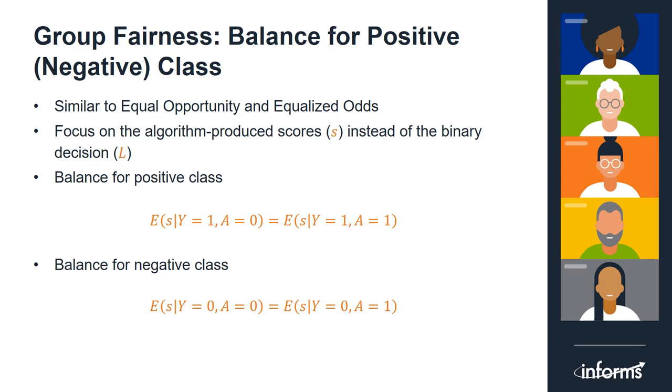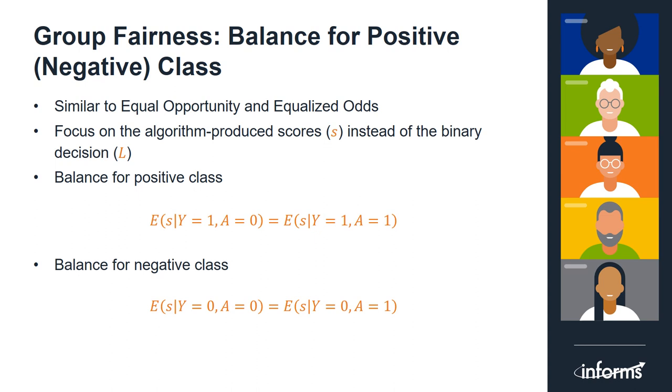Balance for positive class and balance for negative class reflect ideas similar to those of equal opportunity and equalized odds. But instead of measuring distributions of final decisions, they focus on the algorithm-produced scores. Balance for positive class requires the average scores of the individuals in the positive class to be the same across all demographic groups. Here, positive class is the class of individuals with y equaling 1, or those who will repay the loan. In our loan-granting example, this means that the scores that the machine learning algorithm produces should have the same expected value for males who will repay and females who will repay.